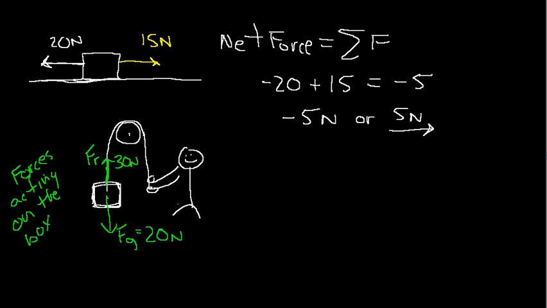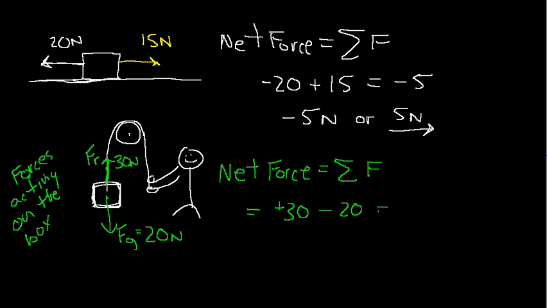If that's the case, what's my net force? The net force acting on that box is again the sum of all the forces acting on the box. And what are all the forces acting on the box? Well, I've got a plus 30 upward, and then I've got a minus 20 down. And if I take plus 30 and minus 20, I come up with a plus 10. So the net force in this case is going to be equal to 10 newtons upward. And that's how you calculate the net force.